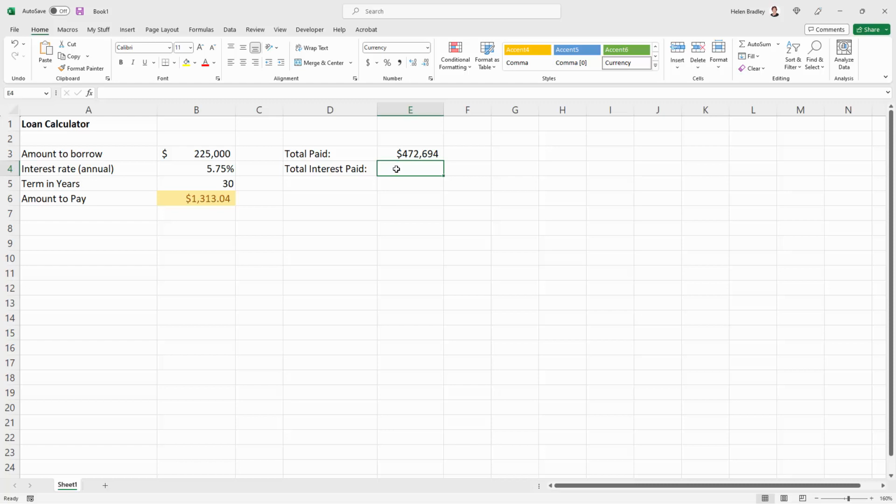So let's calculate the interest. Equals, we're going to take the amount that we're going to pay over the full life of the loan, and we're going to subtract from that the amount that is in that value that is the actual amount that we borrowed in the first place, because everything else is interest. And so we're going to have paid $247,000 or more in interest, which is obviously greater than the amount that we borrowed. So just an interesting calculation to make.